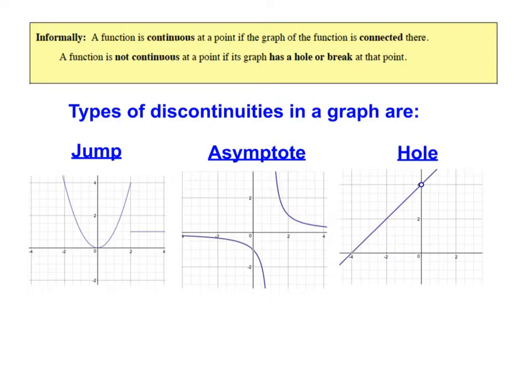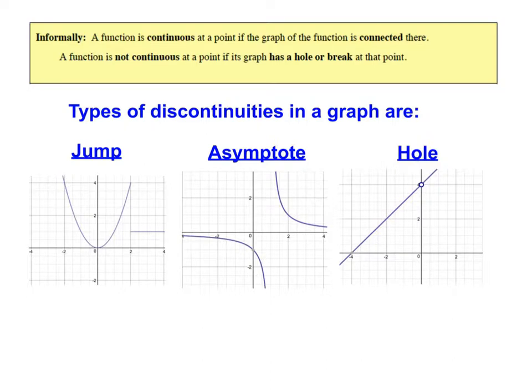So these 3 different types here, we have a jump. So you notice the graph is going along just fine, but then we have to pick up our pencil in order to get to the next part. Anytime we have to pick up the pencil to get to the next part, that means the graph jumped. And so it's not continuous.